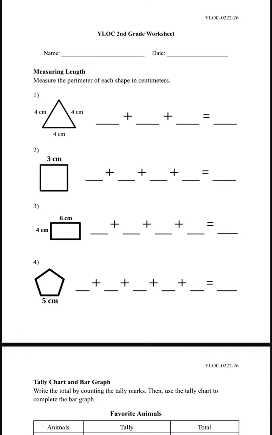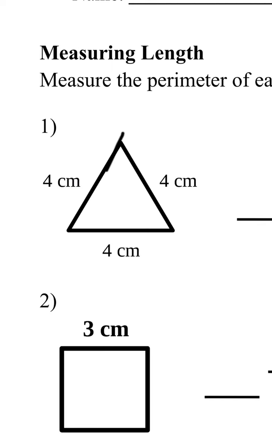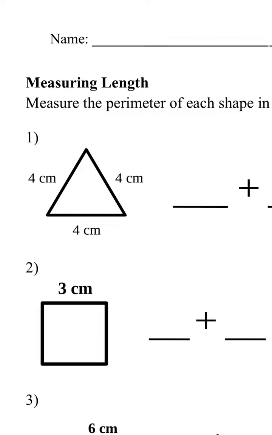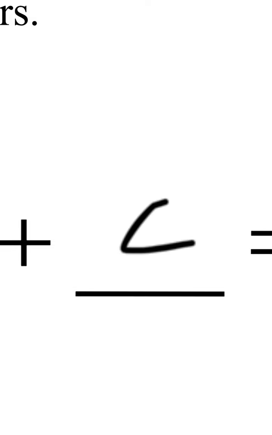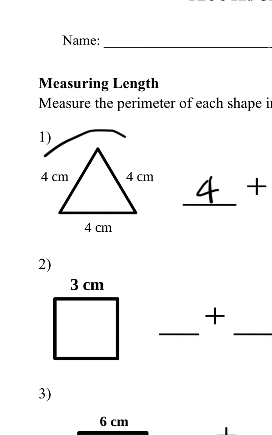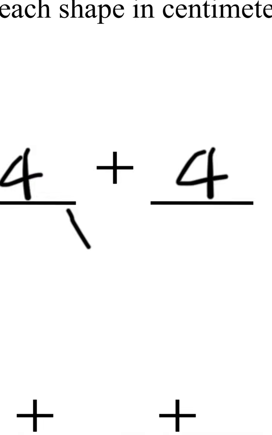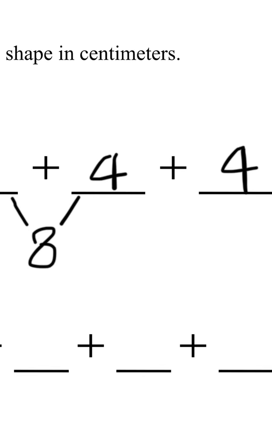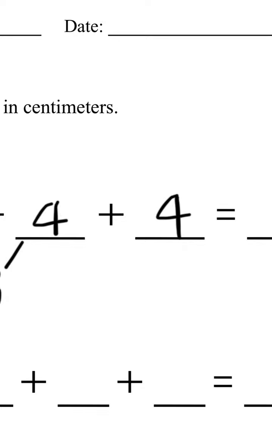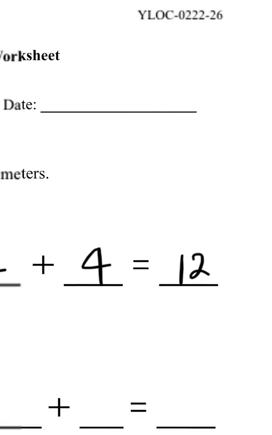Hello, today we're going to work on lesson 26, and we're going to first measure the perimeter of each shape in centimeters. So, let's look at number 1. Each side is 4 centimeters, so we need to write 4 plus 4 plus 4. This triangle has 3 equal sides, so it is all 4 centimeters. 4 plus 4 is 8, and 8 plus 4 is 12. So 12 is the answer for number 1.